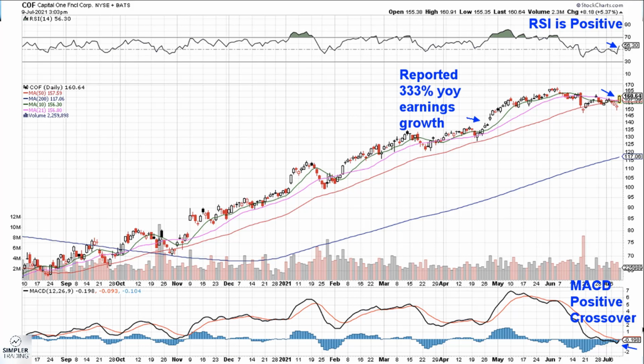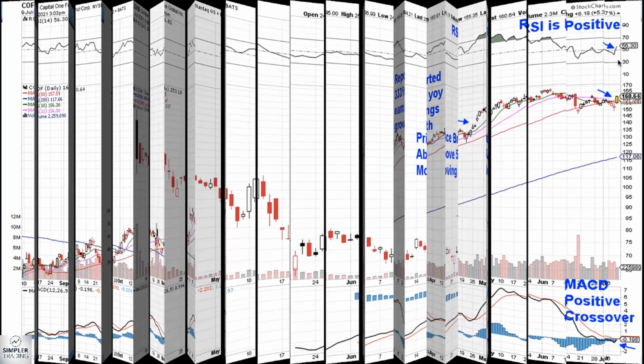Today, news did come out, or actually yesterday, that consumer borrowing was up 10% in May. COF offers a number of credit cards, so they are going to benefit from that uptick in consumer credit.